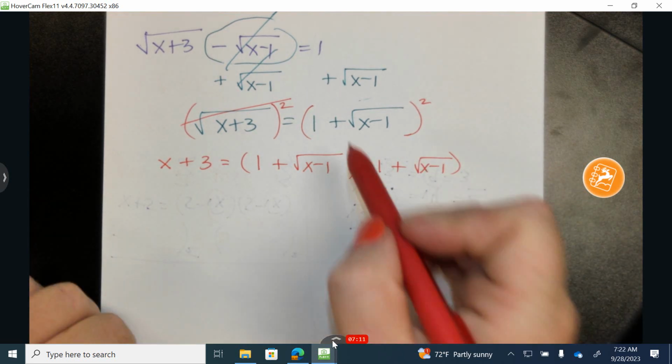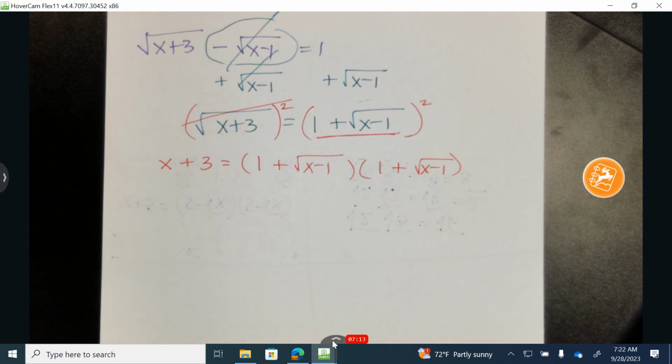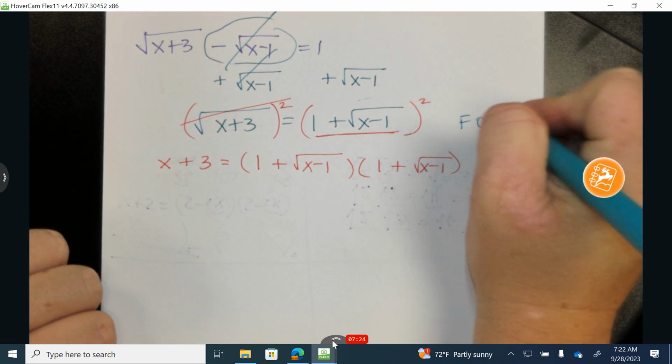Why did I write it twice? Because that's what this means. Take this quantity and square it. Write it down twice. Okay, so we are going to start here. We're going to start to FOIL. So I'm going to put F-O-I-L.